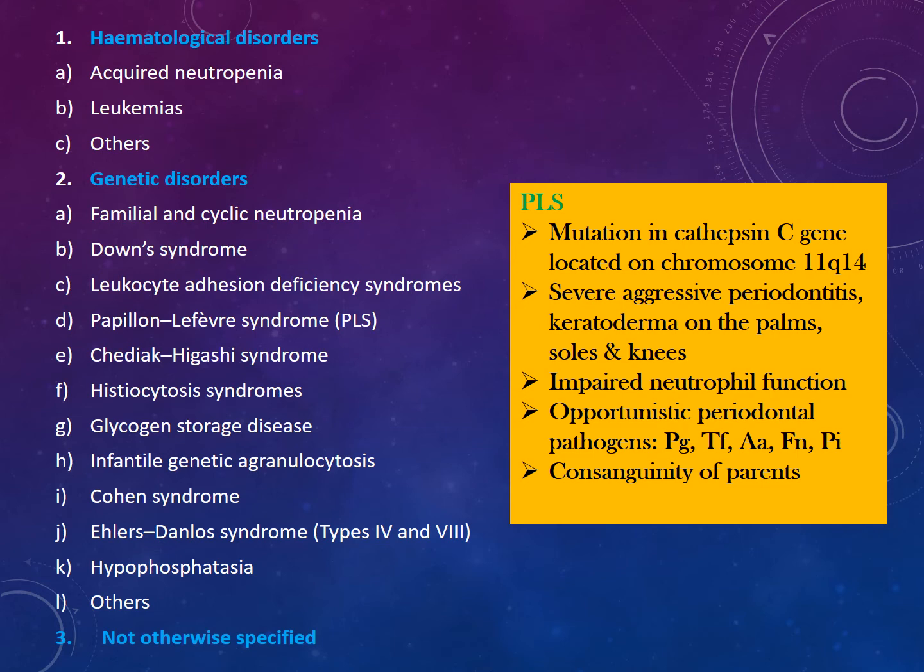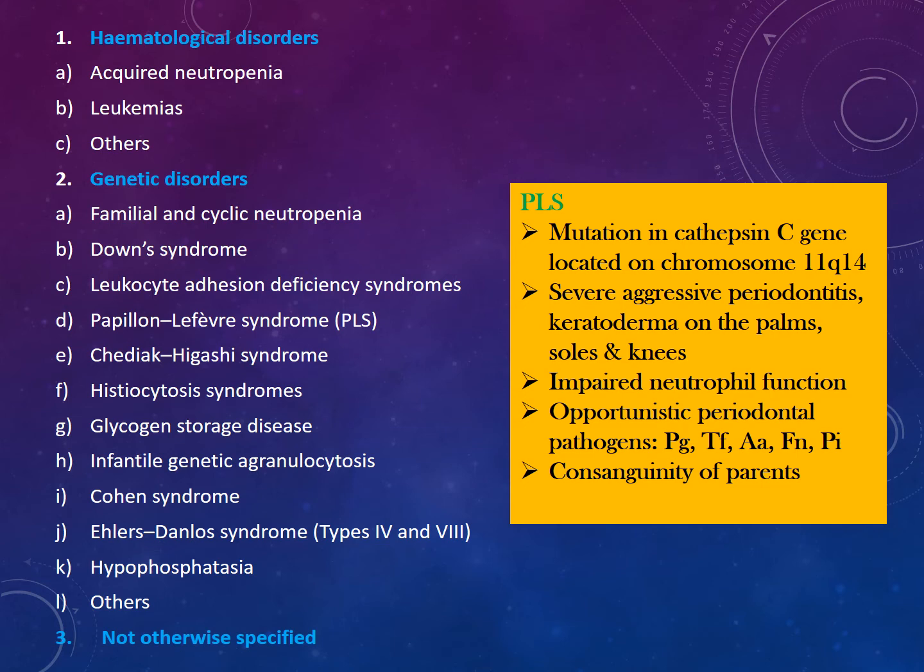So what is this Papillon-Lefèvre syndrome? Papillon-Lefèvre syndrome is a rare autosomal recessive disorder which is characterized by diffuse palmar-plantar keratoderma and aggressive periodontitis leading to premature loss of deciduous and permanent dentition at a very young age. It has a mutation in the cathepsin C gene located on chromosome 11q14.